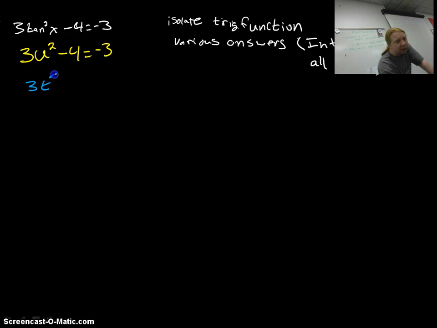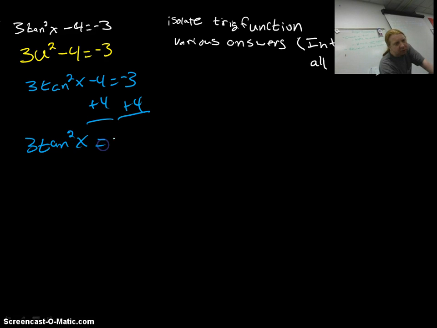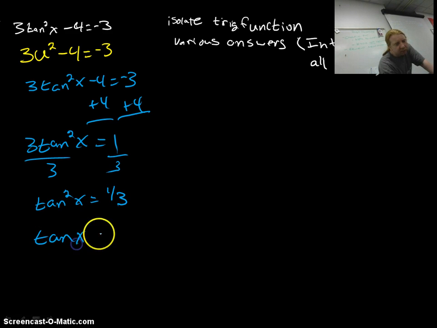So 3 tangent squared x, minus 4 equals -3. I'm going to add 4 to both sides. That gives me 3 tangent squared x equals 1. Divide off that 3. I get tangent squared x is 1/3. And that means tangent of x is the square root of that.